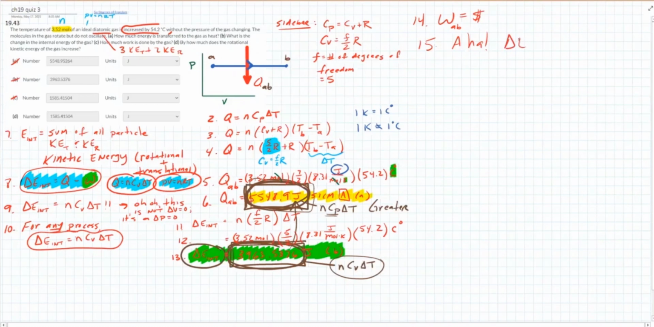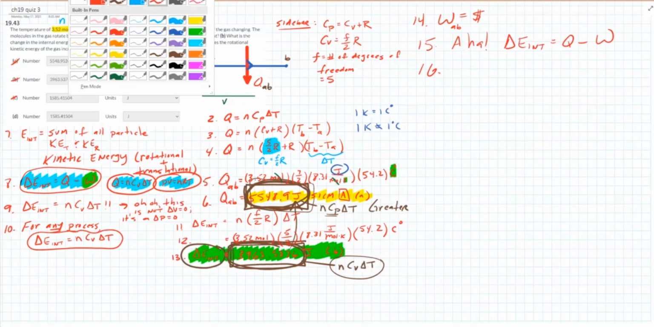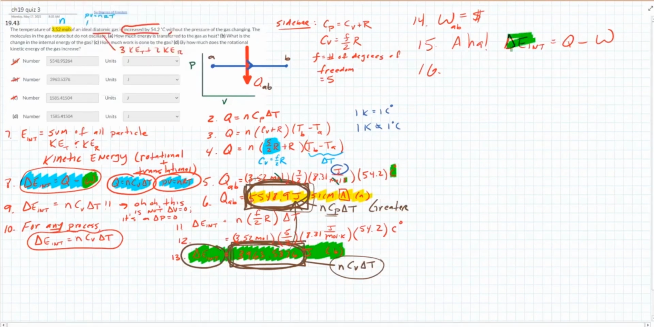First law says change in internal energy equals Q minus W. We just solved for change in internal energy, which is here. We got a number on that. We got a number on Q. This came from NCV delta T. This came from NCP delta T in this case. And this is our dollar sign. So look how easy this is. Work. Now we're just in arithmetic land.